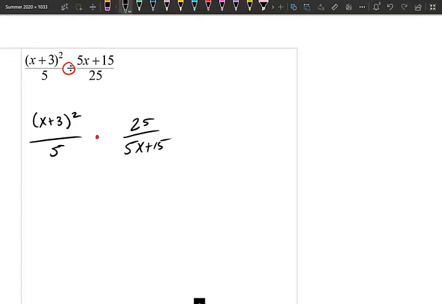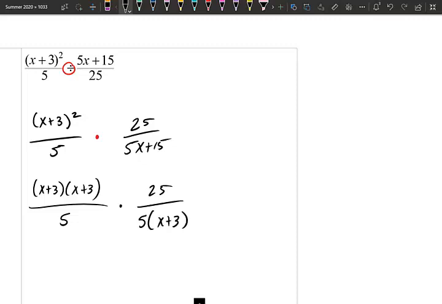So on top, we can separate this into x plus 3, x plus 3. 5 I can't do anything with. 25 is just 25. And on the bottom, I can factor 5 out. So we'll have x plus 3. Alright, now let's simplify top and bottom. So here we have a top and bottom that matches. 25 divided by 5 is 5.